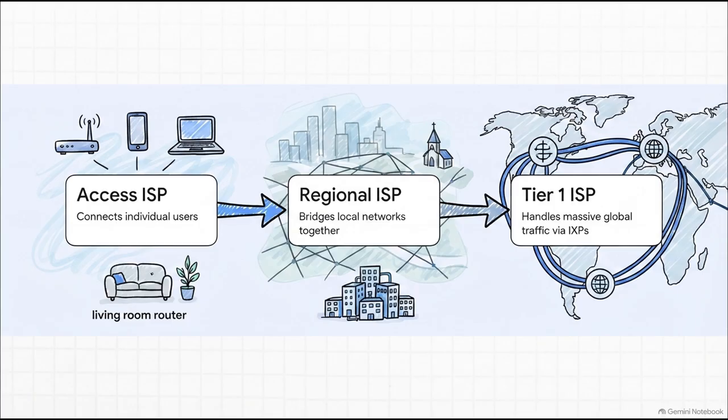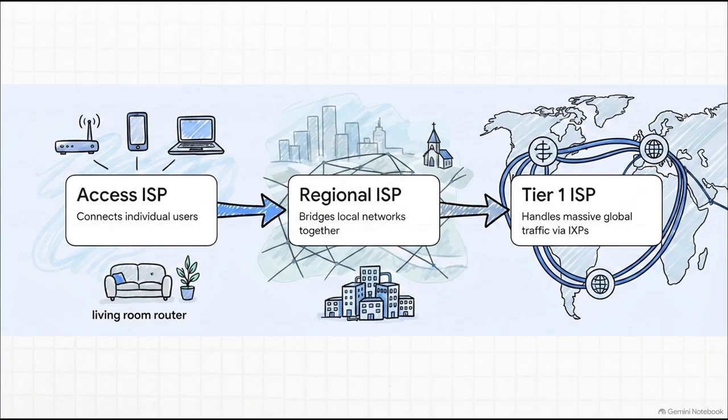It basically works in 3 steps. Step 1, right at the bottom, you have access ISPs. This is just the company you pay every month to get your house or your phone online. Step 2, those access ISPs connect upward to middle-tier regional ISPs, which exist to bridge whole cities or local networks together. And finally, Step 3, those regional ISPs plug directly into Tier 1 backbone ISPs. These are the massive, truly global networks that form the core of the Internet. They all connect to each other at these huge physical hubs known as Internet exchange points.